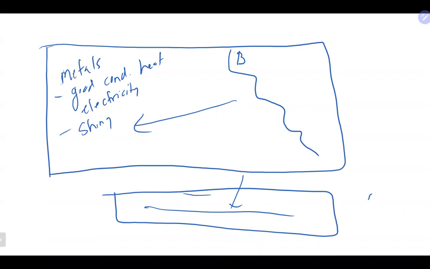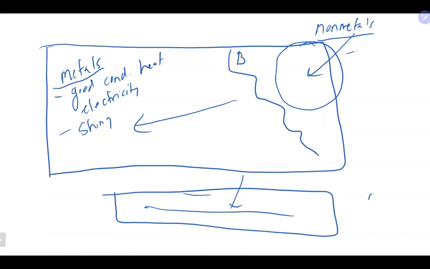So those are metals. If you go to where that staircase is and go to the upper part of it, those are what are referred to as non-metals. And those are basically the opposite of metals. Those are bad conductors of heat and electricity. They're usually dull and brittle.